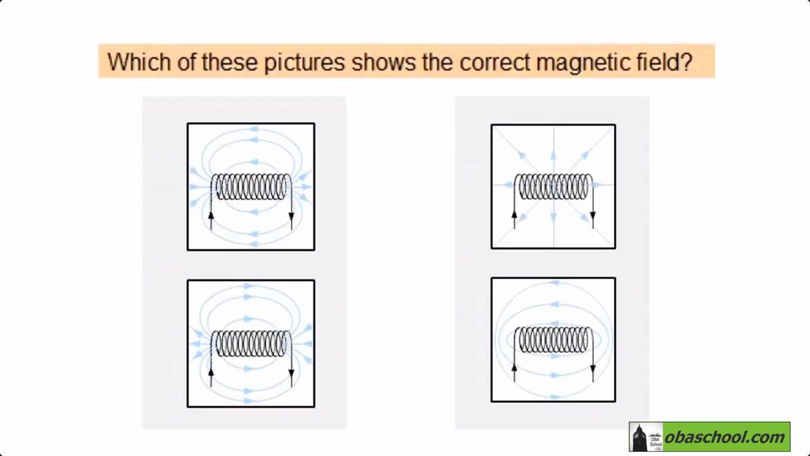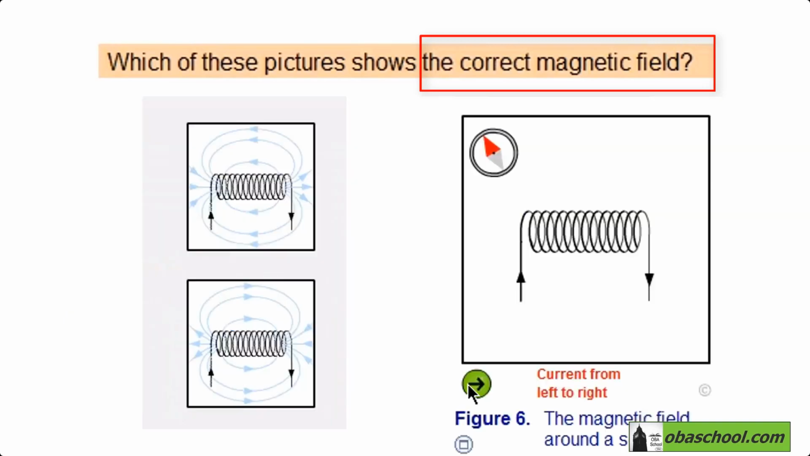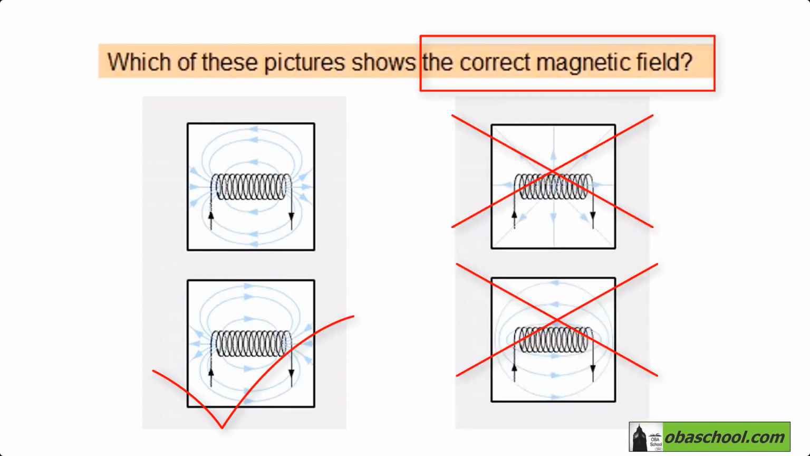Now when the current is from the left to the right, which of these pictures shows the correct magnetic field? We've said that the solenoid acts like the bar magnet, so the field line pattern will be similar. So the second and the fourth could not be correct. So observe the needle again and give the correct answer. Yes, option 3 is the correct answer.